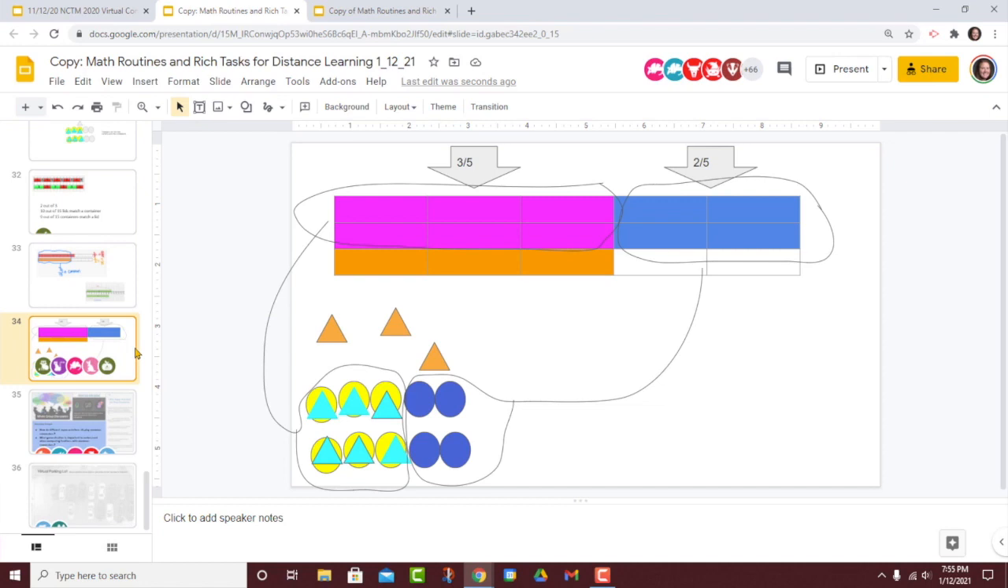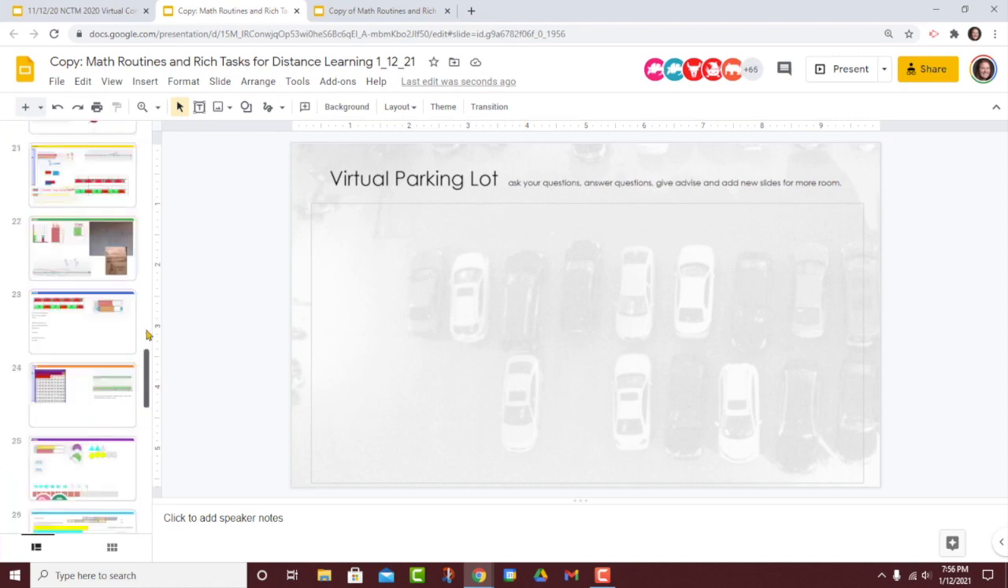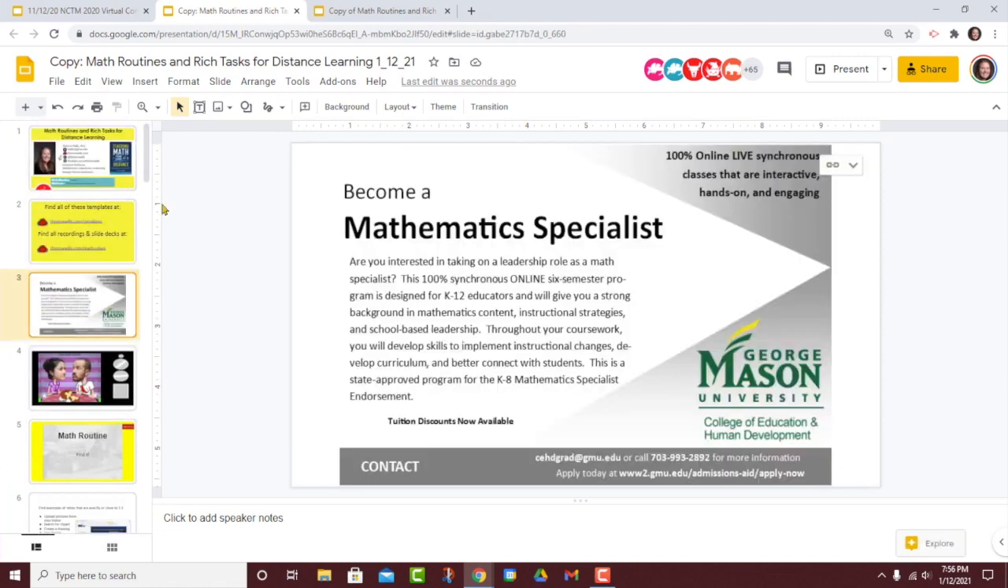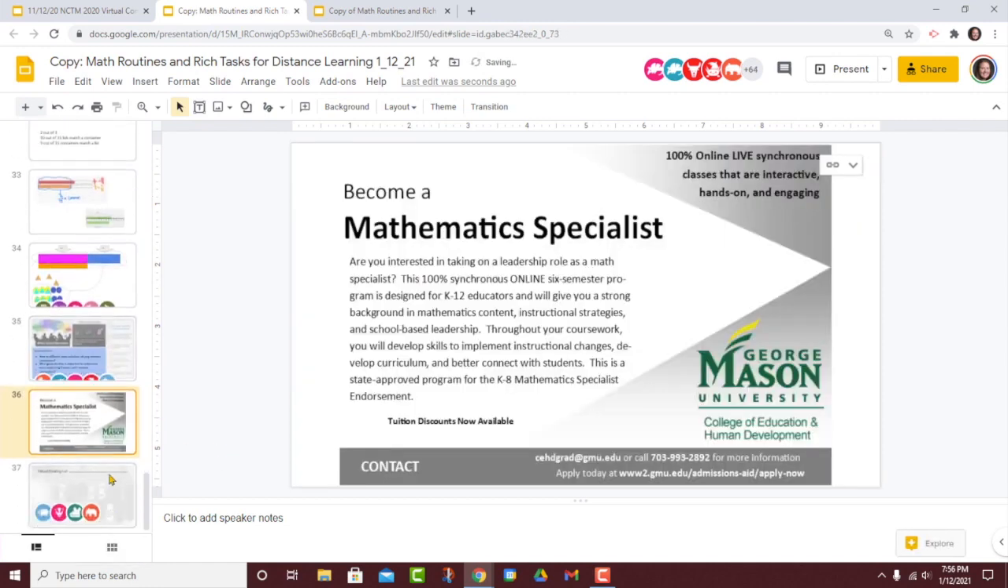I hope that you got a new task you can use with your students to uncover what fractions really mean and what ratios really mean and why you would double your ratios or triple your ratios, and how this relates to problem solving. As we end here, I wanted to stay on for anyone who has any questions. You're welcome to type them in the virtual parking lot if you choose. You're also welcome to ask them here. And if you would like more information on the Math Specialist program, this is the program that I teach in at Mason. I'm going to go ahead and put that on slide 36.